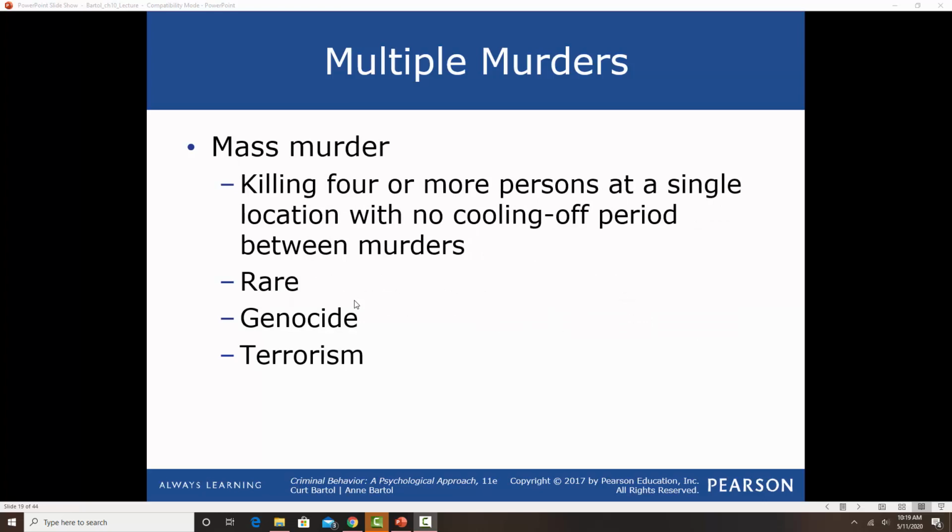Mass murder. Mass murder is the killing of 4 or more people at a single location, and again, no cooling off period between murders. There are several different types of mass murder. So it can be an individual who is responsible, or a group, or government sponsored. 2 traditional types. Number 1 would be the classic type. The offender enters a location and randomly kills people. A lot of school shootings are like this, like Virginia Tech.